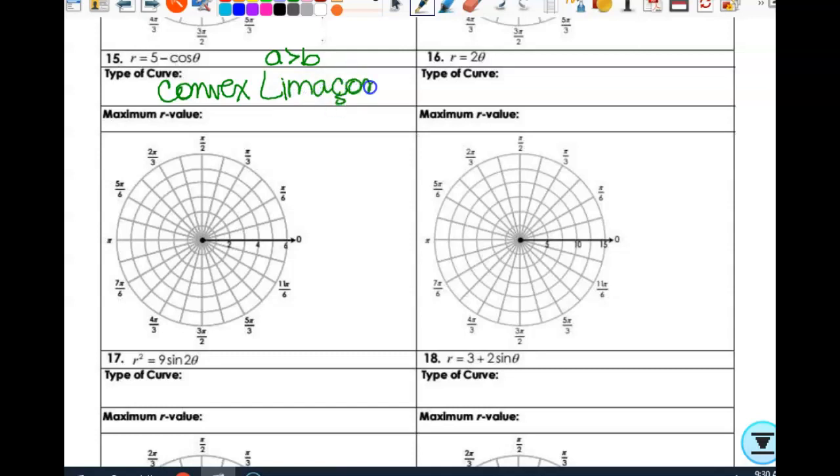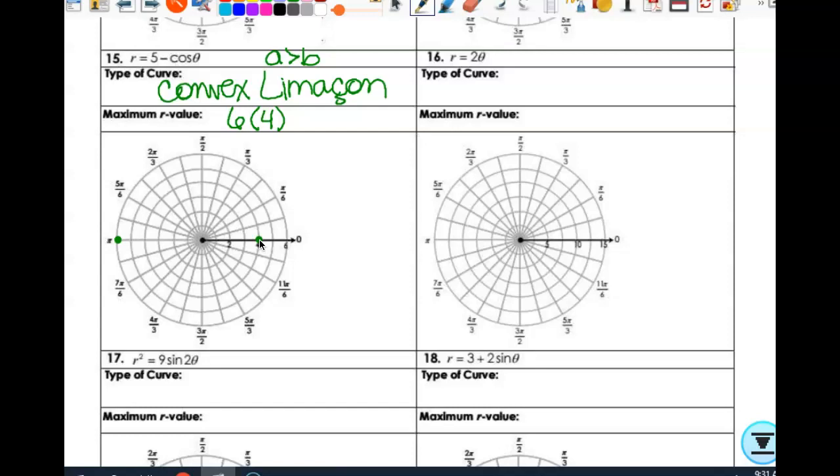And since I have an A and a B, I actually have 2 R values that are important to me. Of course, the maximum one, so I add, even though it's negative, that doesn't matter. 5 and 1 gives me 6, and 5 minus 1 gives me 4. Convex limaçon, not attached to the pole, so I'm not putting a point there. But from the pole, this is negative cosine, so my big part's on the left-hand side, right? So from the pole, I go out to 6. And then from the pole, I go the other way to 4.